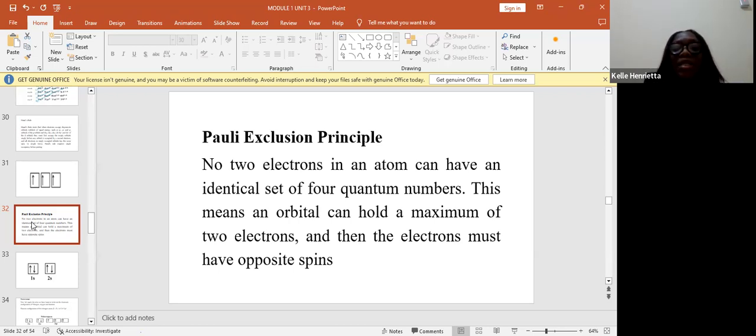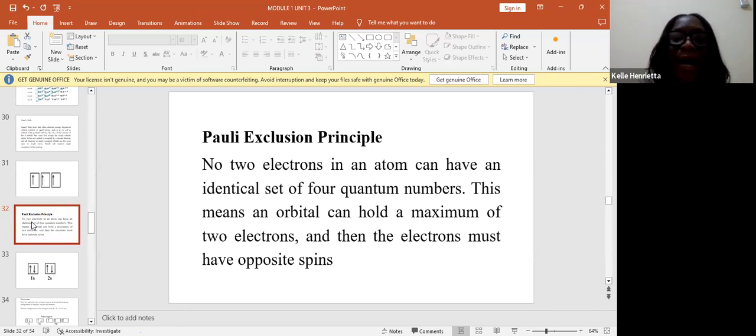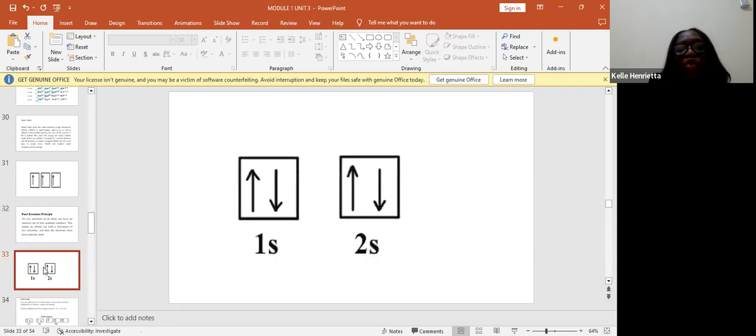So I said it means that an orbital can hold a maximum of 2 electrons, which is what I've told you. And then the electrons must have opposite spins. If they spin in the same direction, you all did physics, they will be repelling each other, and of course, that atom cannot hold, it cannot be stable. So that's why they have to spin in opposite directions. That is what the Pauli exclusion principle is saying, and that is why you have in this distribution, this is for an atom that has 4 electrons. This is beryllium. This is the electronic configuration.